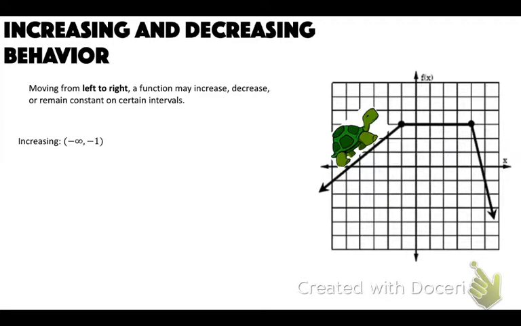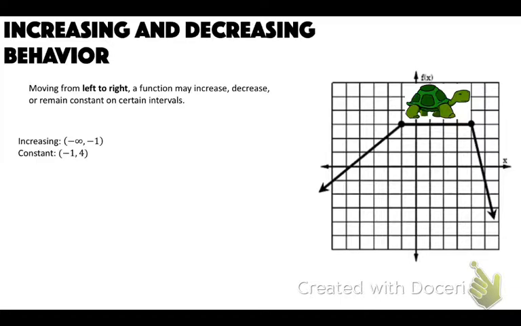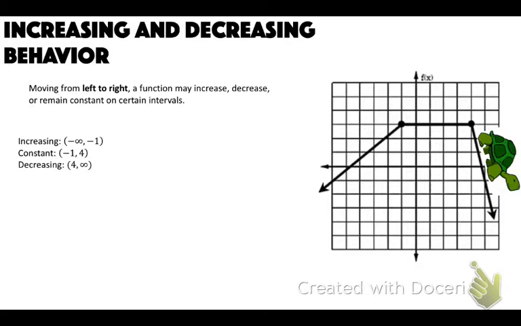It's kind of like climbing a mountain. So as you're climbing up the mountain, you're increasing in your altitude, right? But then you get to the summit and it might be flat, or if you get up to like a saddle, you might get flat up there. And so that means it's constant during that duration of it. So -1 to 4, he's constant up there. That turtle's just kind of walking. But then once he goes past there, he's going to start going downhill again. So that's where he's decreasing. So he'll be decreasing from 4 to infinity.